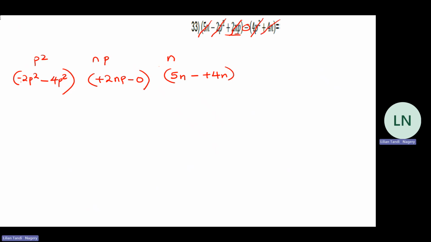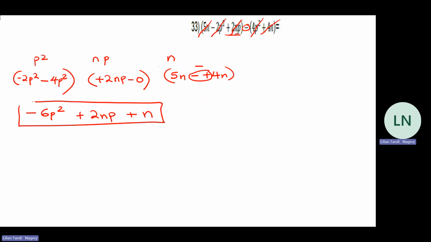All right, so now let us subtract. Negative 2 minus 4p squared, negative 6p squared. Positive 2np minus 0, positive 2np. And then 5, so this becomes negative, and then 5 minus 4 is 1, so that will be positive n, and you box your answer. Okay?